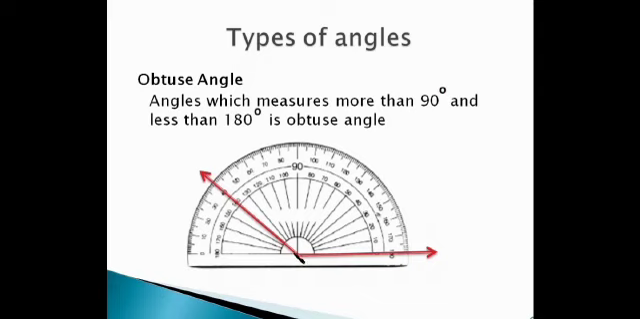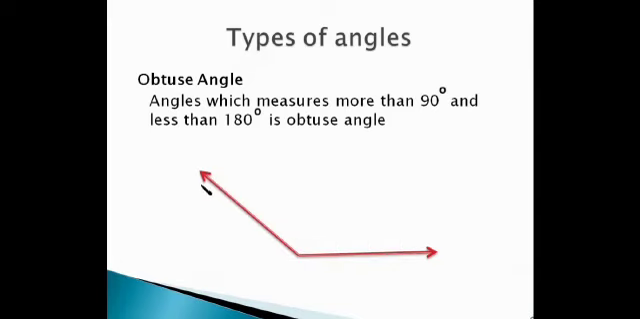Now here I am drawing 140 degrees. See, first you have to mark here 140 degrees, and then you will remove the protractor and draw the line. So this is an obtuse angle, and here I have drawn 140 degrees. Then I will name the angle. I have named it PQR.